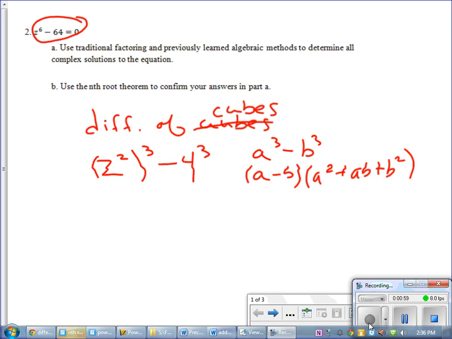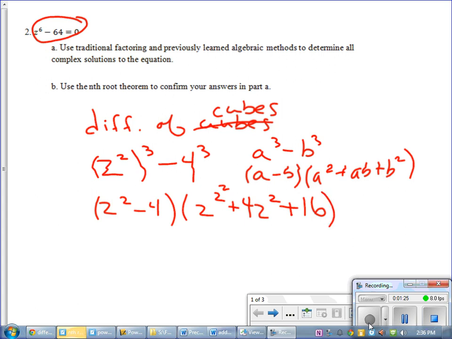So following that pattern, we have that the factors would be z squared minus 4 times z squared squared plus 4z squared plus 16. And z squared squared becomes z to the 4th power. Both of these equal 0, so I'm going to set both factors equal to 0. I'm changing z squared squared to be z to the 4th.